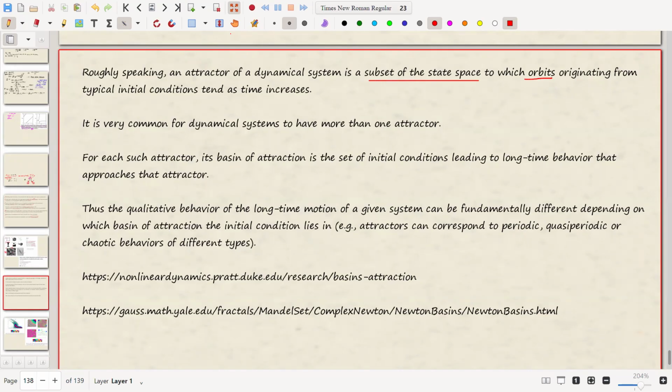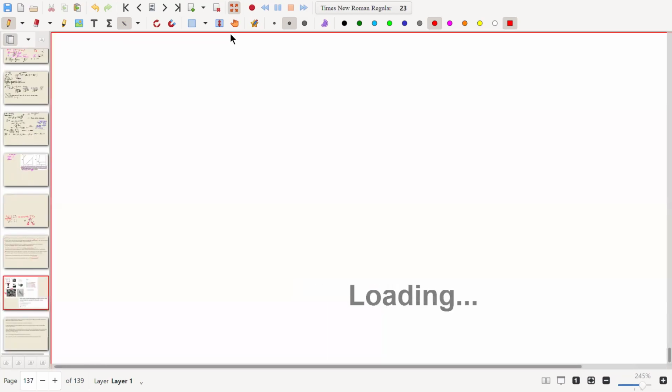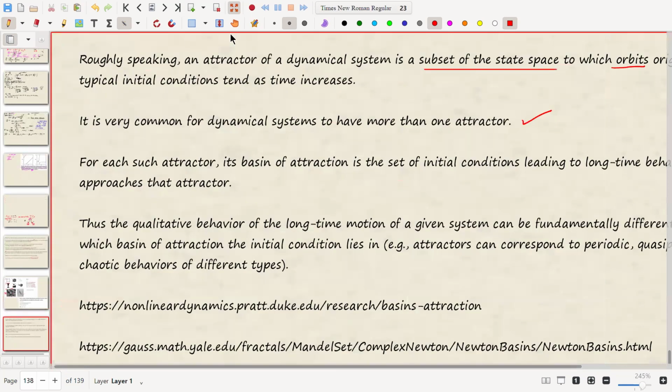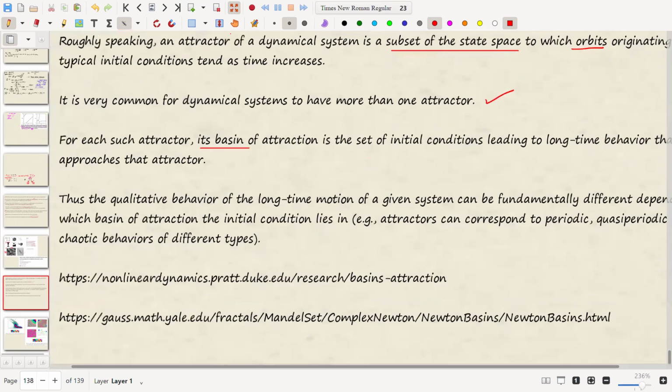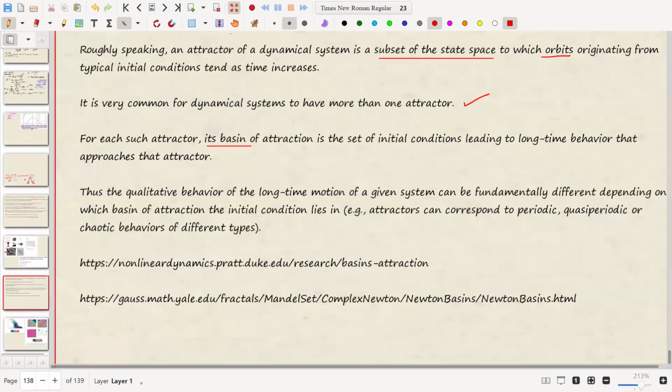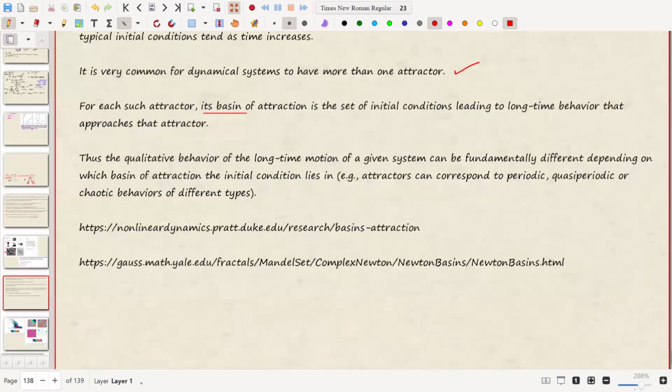It is common for dynamical systems to have more than one attractor. For each such attractor, its basin of attraction is the set of initial conditions leading to that attractor. What you want to understand is which initial conditions lead to which attractor. That's the idea of basin of attraction.